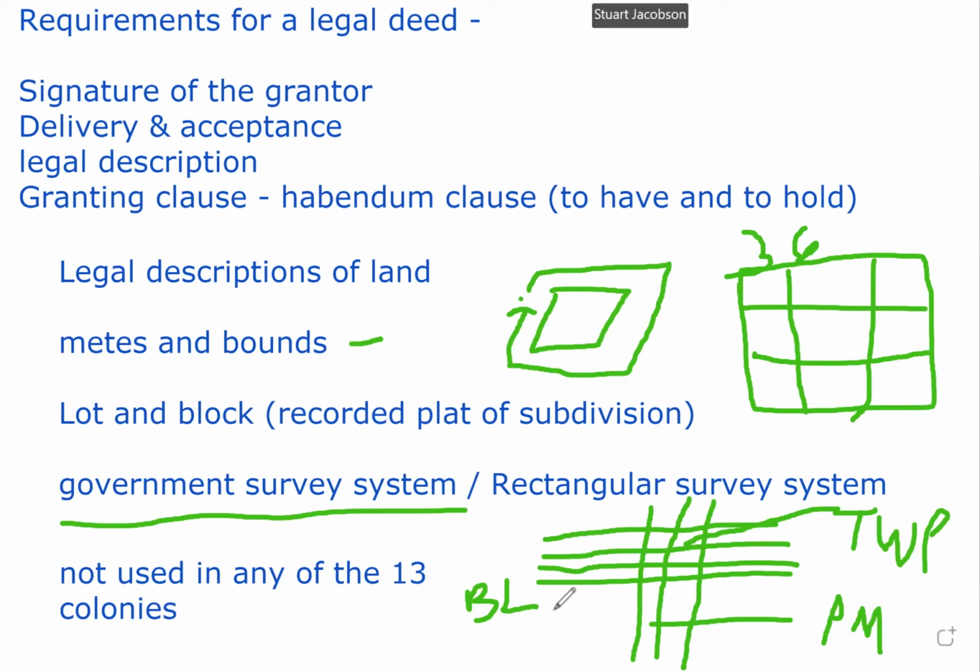Someone asked in the live chat, could I repeat the lot and block system? That is just a map that is recorded in the town, and each property is given a lot number, and the street that they're on is given a block number. So there is a lot and block. Again, very similar to your street address. It's able to be considered a legal descriptor of land.